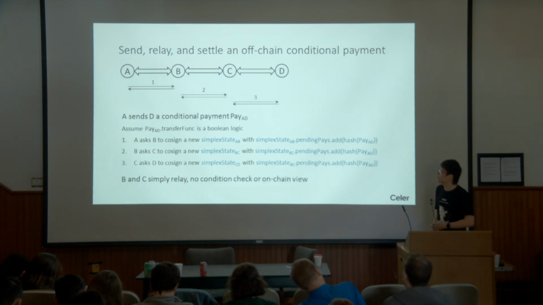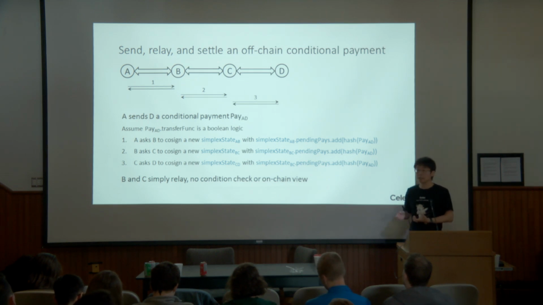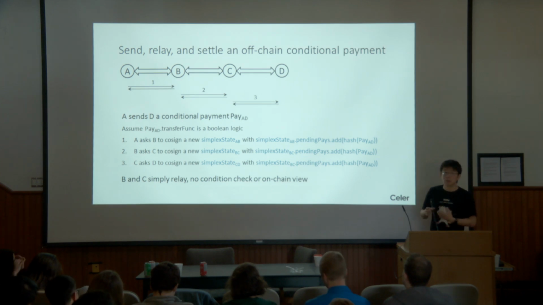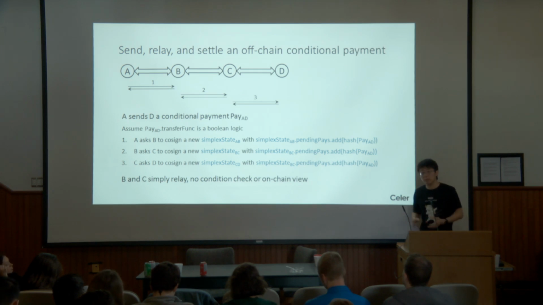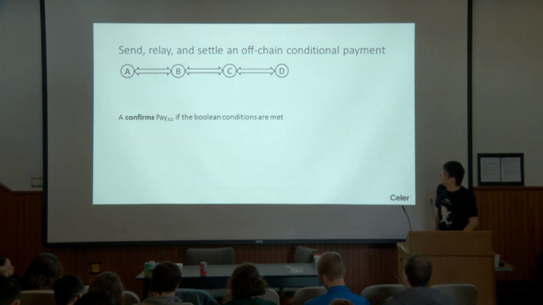And note that here, when relaying a payment, B and C simply add the pay hash into the pending pay list. They never need to look at what the conditions are, and they don't need to perform any on-chain view for security check, just pure off-chain communication. And say A and D play some games or whatever, if the conditions are met, A will make the conditional payment unconditional by confirming the payment.